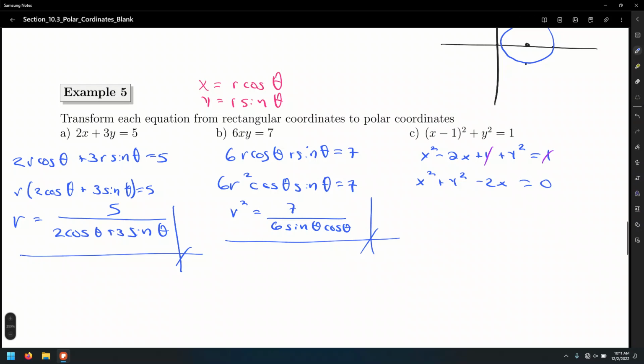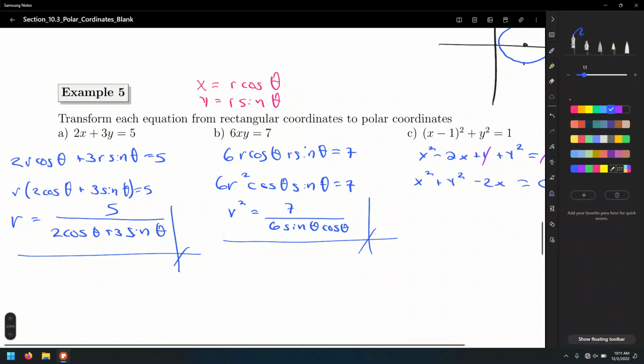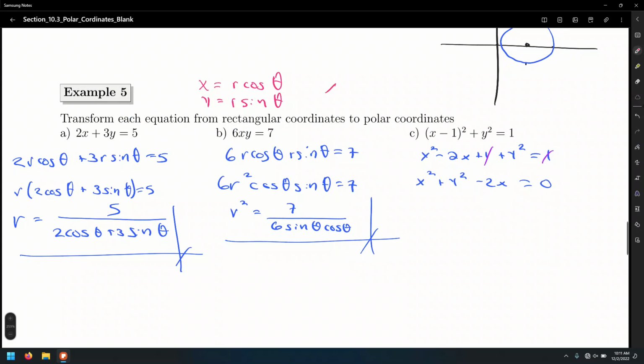There's a couple of substitutions that we're going to do. I know what you might be thinking: write r cosine quantity squared, r sine quantity squared. Well, we have an easier identity for x squared plus y squared. Recall that essentially the Pythagorean theorem for polar coordinates tells us that x squared plus y squared equals r squared. So we can just replace this with r squared and replace x with r cosine theta right here.